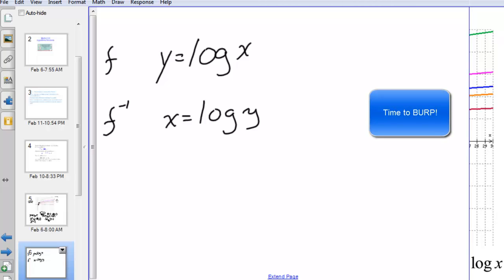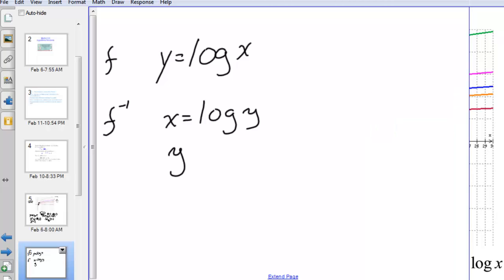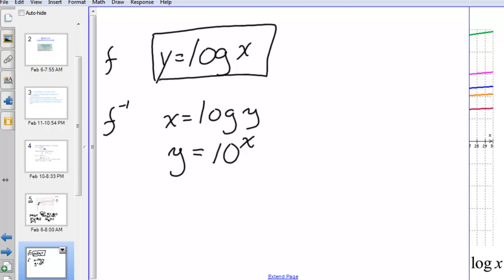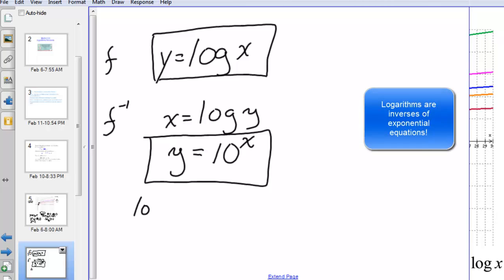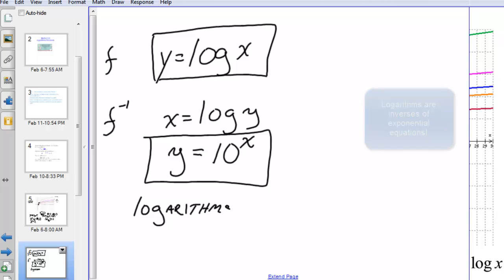Now, if I solve that equation for y, then in my inverse, y is equal to base 10 to the x. So if my original equation is a logarithm, the inverse of that equation is an exponential equation. Logarithms are inverses of exponential equations and vice versa.